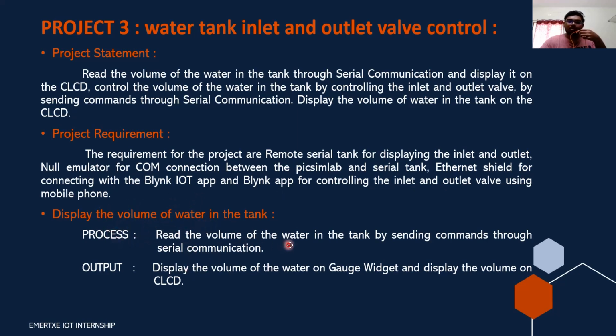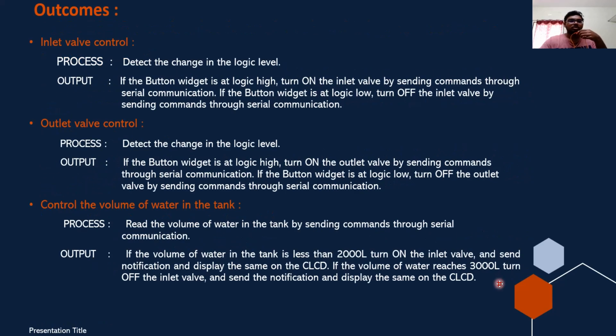So what will it display? Read the volume of the water by sending commands through serial communication. Display the volume of water on the gauge widget, and display the volume of the water on the CLCD. For inlet valve control, it detects the change in the button: if it is logic high, turn on the inlet; if it is low, turn off the inlet. Similarly for the outlet.